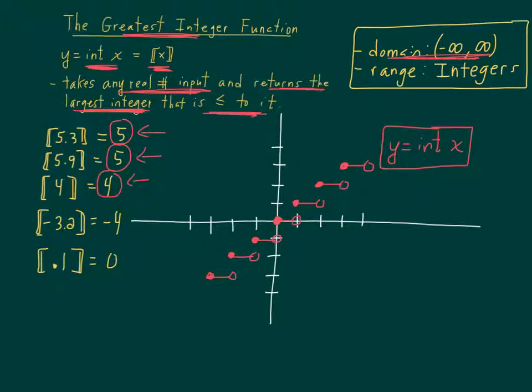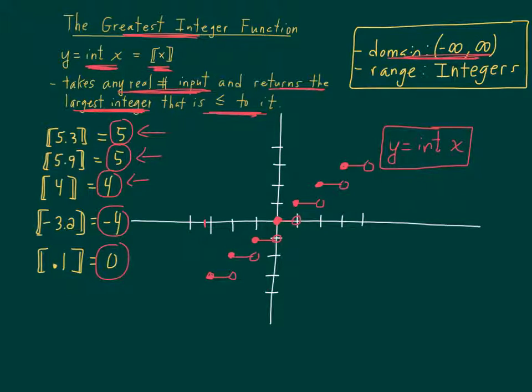Negative 3.2. If you think about a number line, negative 3.2 would be right about here between negative 3 and negative 4. And the largest integer that is less than it would have to be negative 4. Okay. 0.1 is another example. Put 0.1 into this function. The largest integer that is less than or equal to it would have to be 0.